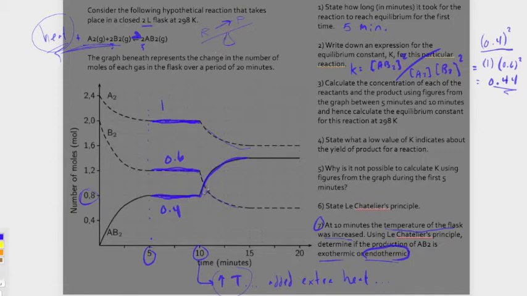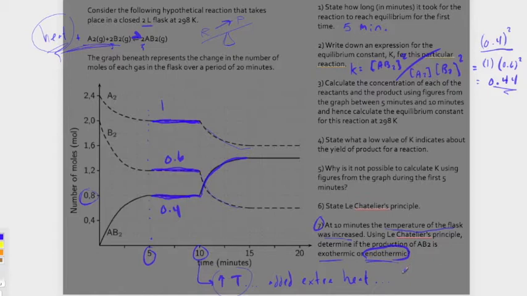Well, they told me what I changed. They said that we added extra heat energy. We increased the temperature of the reaction flask. Therefore, I know right away that heat must be acting like a reactant, and I know therefore that the reaction is endothermic. Okay?